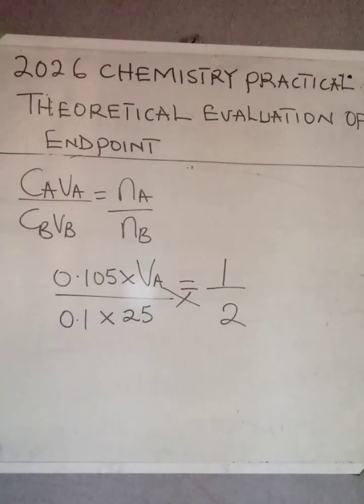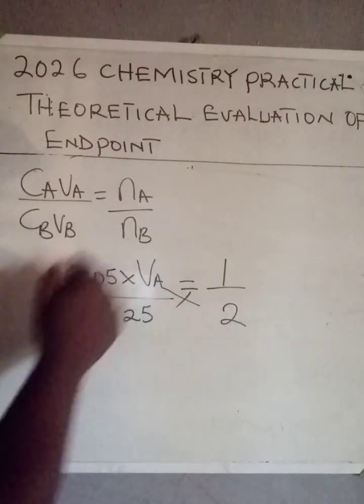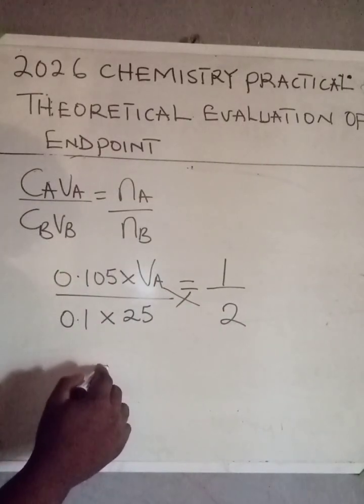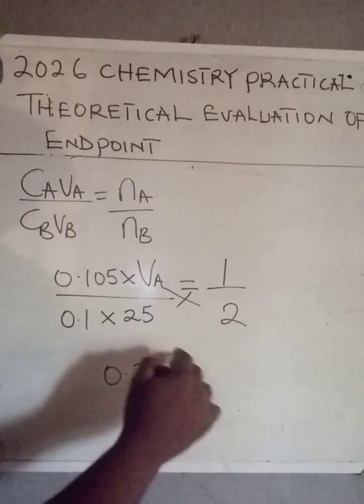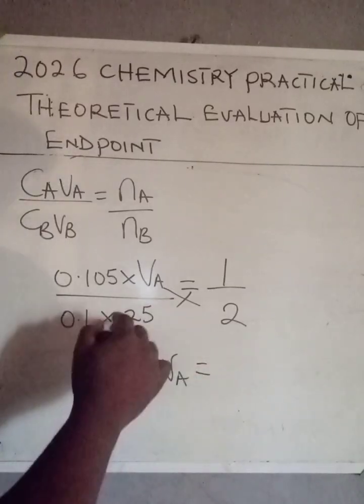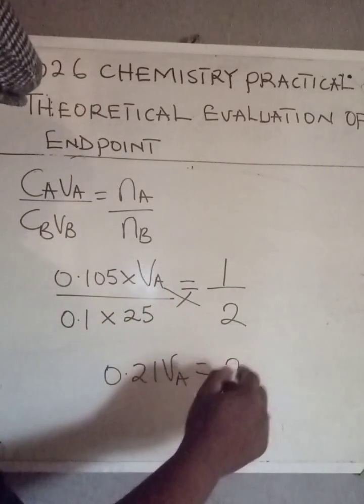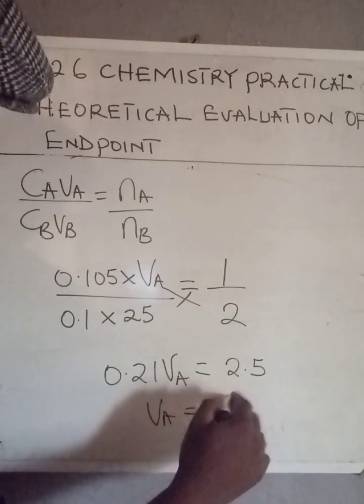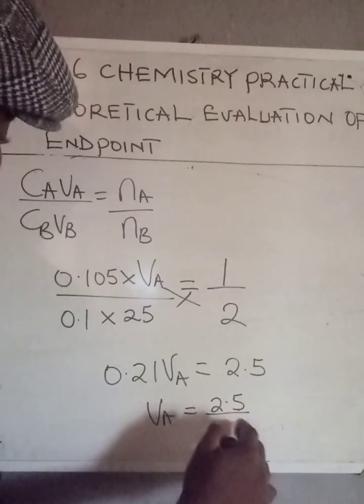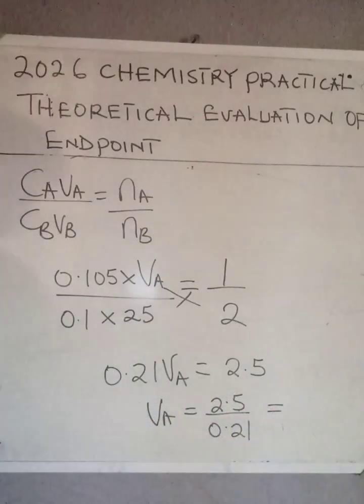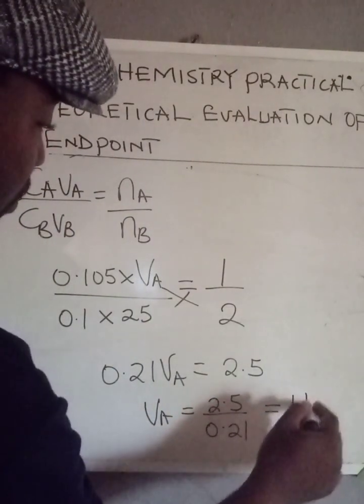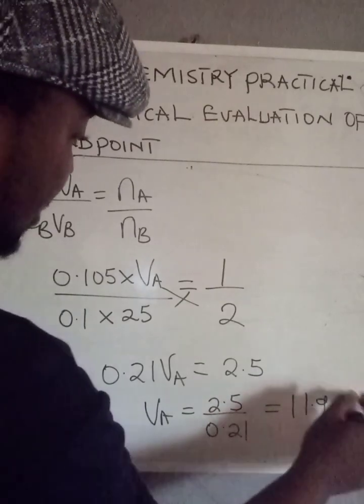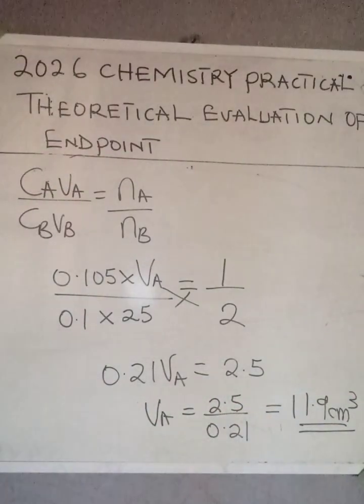So we can cross multiply. When we cross multiply, this times the whole of this will give us 0.21 VA. And then 0.1 times 25 times 1 will give us 2.5. Then our VA now will be 2.5 divided by 0.21. And that will give us 11.9 centimeter cube. So this is the ideal endpoint for this year's volumetric analysis or titration.